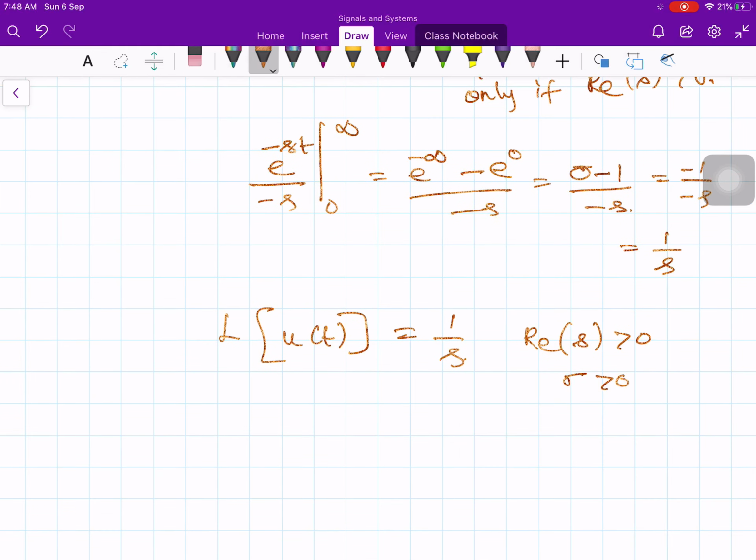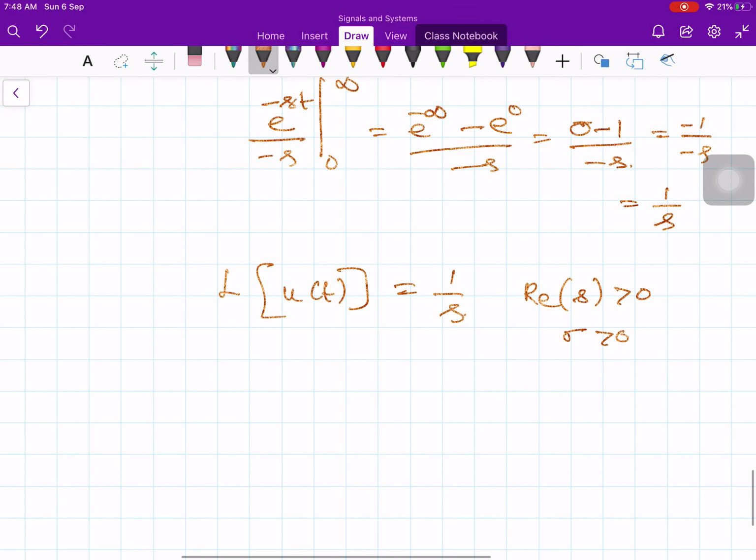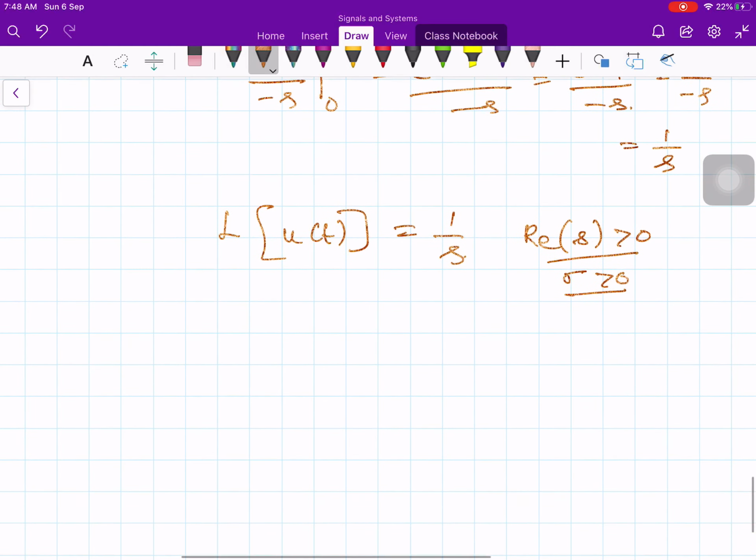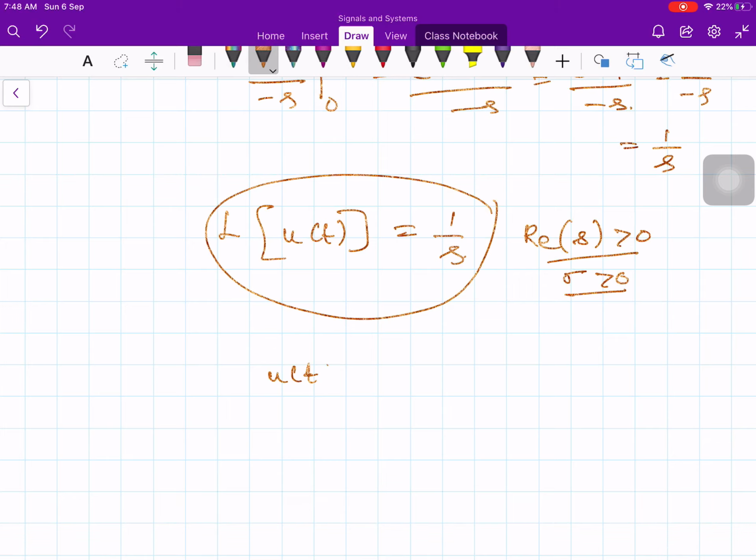Okay. So that means the integral will converge only if you take that particular condition. What is that particular condition? Real part of s should be greater than 0. Otherwise the integration will not converge. And that means the abscissa of convergence for this happens to be 0, which is the minimum value of the real part of s that we should have. Therefore the Laplace transform of u of t is 1 over s, and the real part of s is greater than 0.